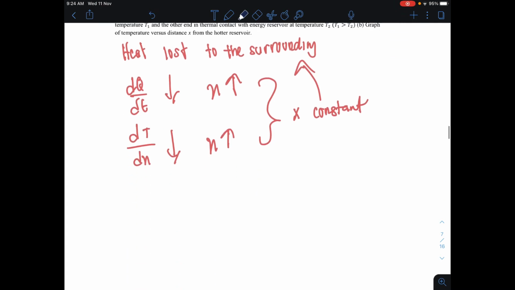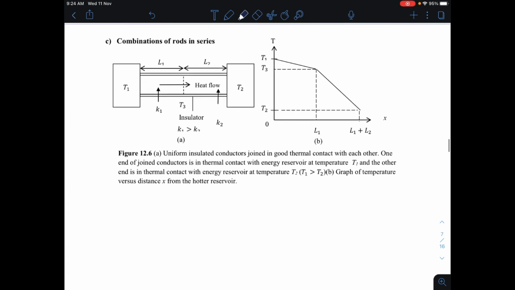We good? Okay, next kita nak tengok pada case yang sangat famous, iaitu combination of rod in series. Okay, apa yang berlaku dekat sini adalah you have a body with temperature T1 is in thermal contact with a rod. Okay, ini rod kita. Ini kita panggil rod pertama saya, which has a thermal conductivity of K1 with a length of L1, is in contact with another rod. Ada dua rod. So you have another rod dekat sini. Sebab tu nama dia adalah combination of rod in series. You place the rod next to each other.